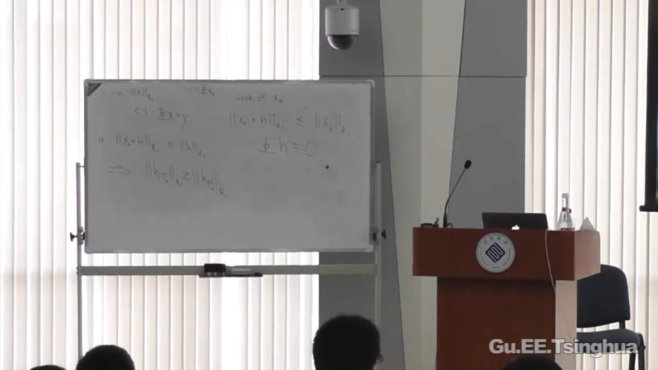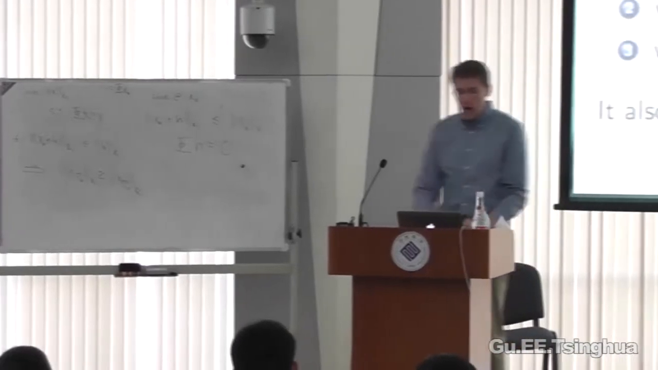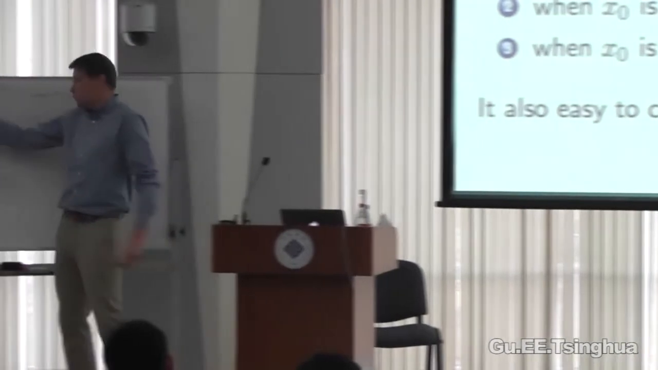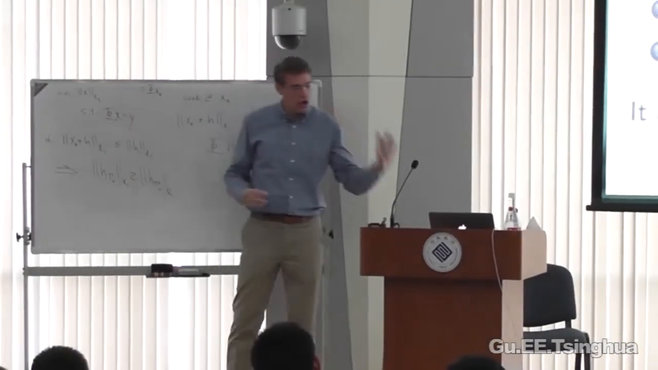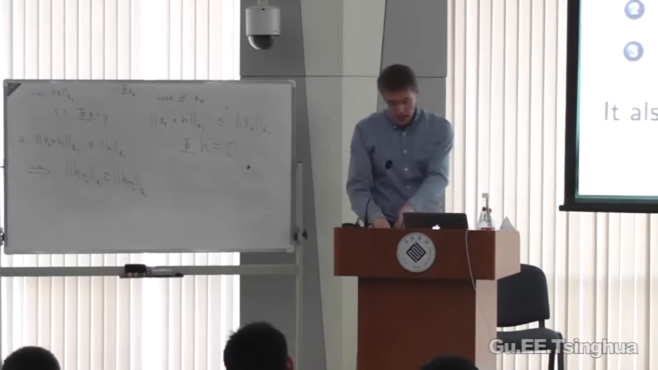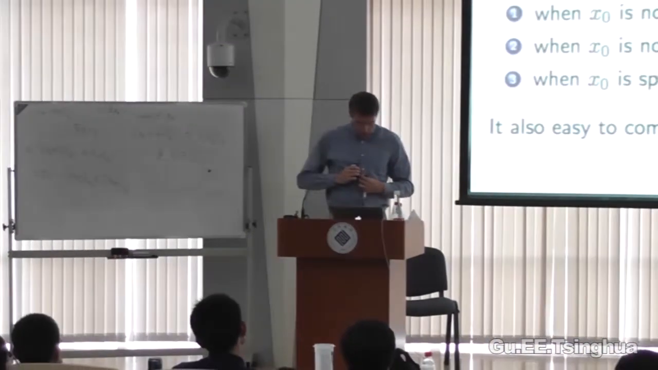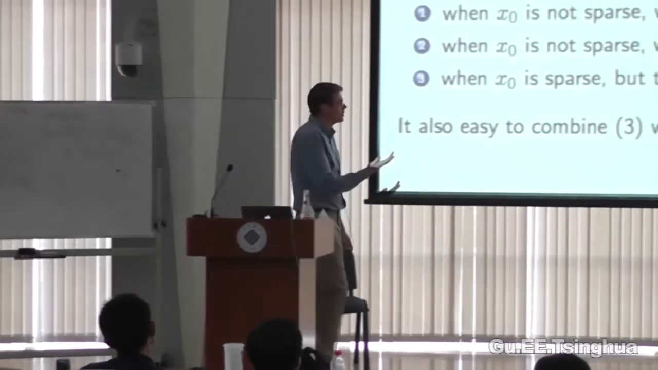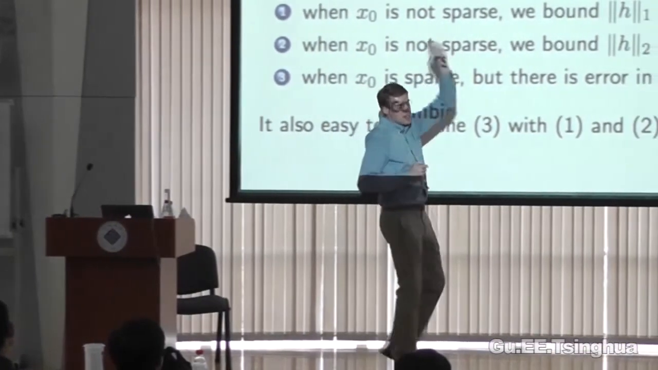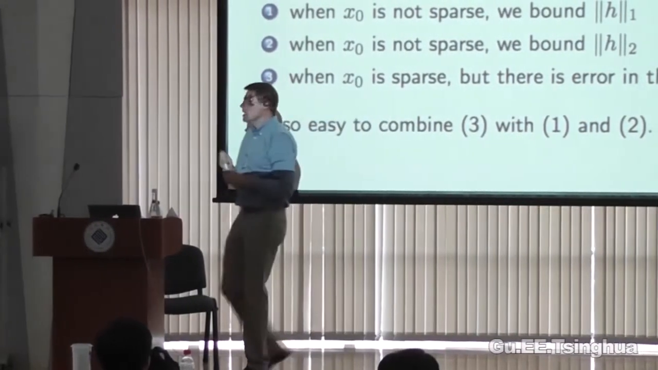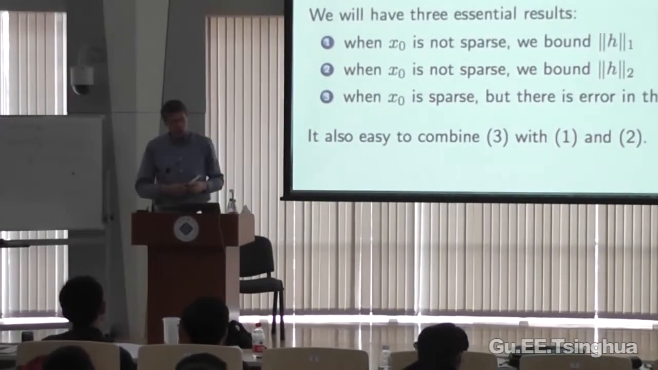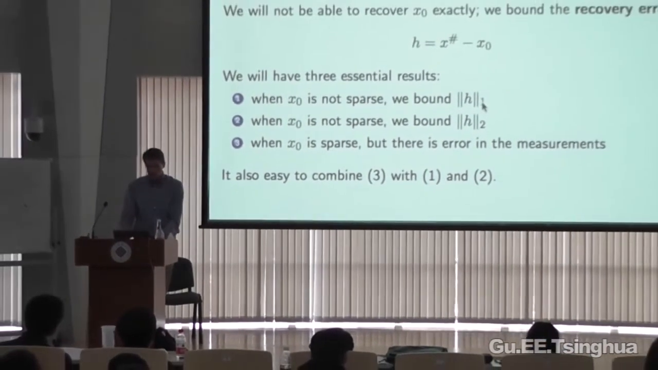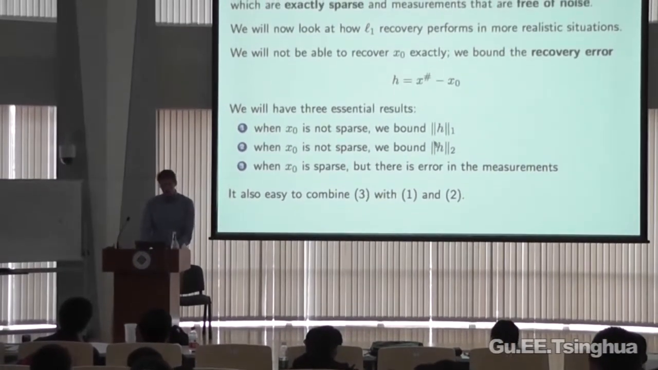But what we're going to say is, okay, look, now we're going to look at this difference between the solution to this program. The solution to the program is something. We'll call it x sharp. Look at the difference between the solution and the true underlying vector, and we're going to control the size of the difference between these two things. And we'll control them in two ways. One is, if x naught is not sparse, we can bound the 1 norm of h. We can also bound the 2 norm of h.